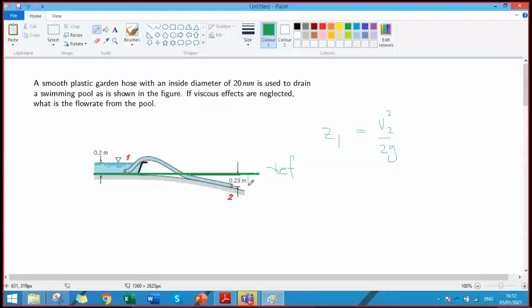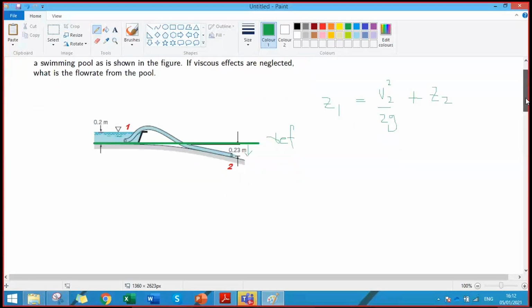Yes, sir. Z1, from the reference, is 0.2 meters, and it is equal to V2 squared by 2g plus Z2. Z2 is minus 0.23 meters, yes, because it's below the reference. The upward direction is taken as positive and the downward direction is taken as negative. So it is minus 0.23 meters.